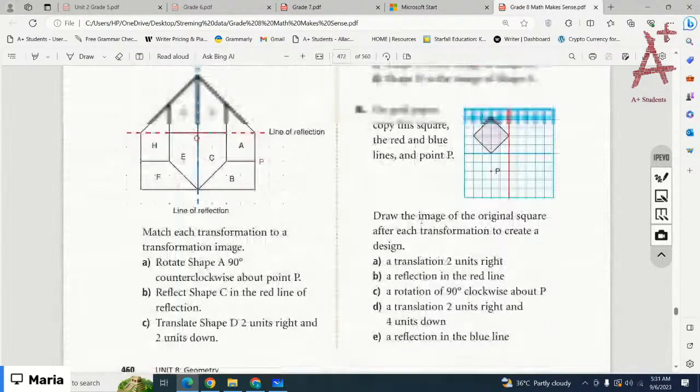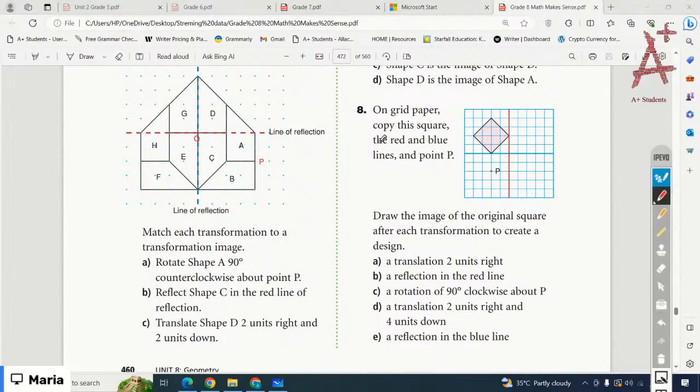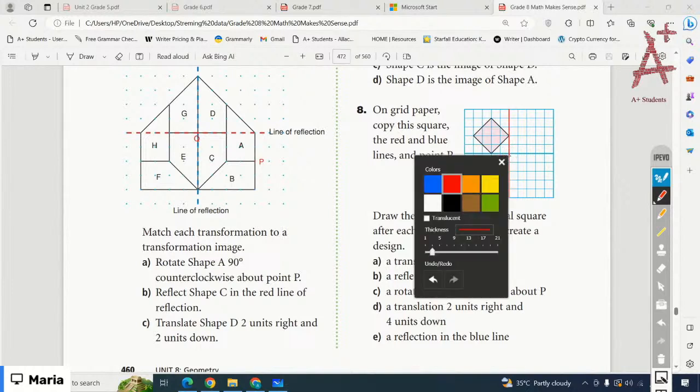Okay, let's start with question number 8. On grid paper, copy the square and the red line and the blue line and point P. Draw the image of the original square for each transformation to create a design. Okay, the first one is a translation 2 units right. So when you translate it 2 units right, this point is now this point.